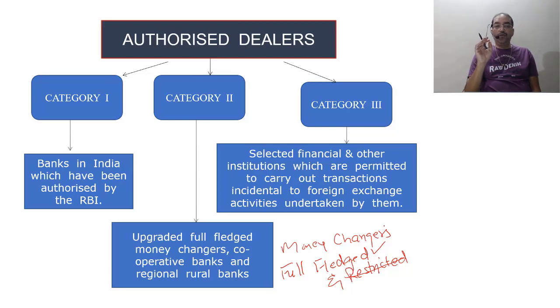Then I have to know category 3 who comes. Sorry, category 2 money changers. Now, who are the money changers? Authorized institutions. Like what? I can give you the example of Thomas Cook. There's an organization called Thomas Cook which deals in foreign currency. Then we have Cox and Kings. Then we have Wall Street Finance Limited.